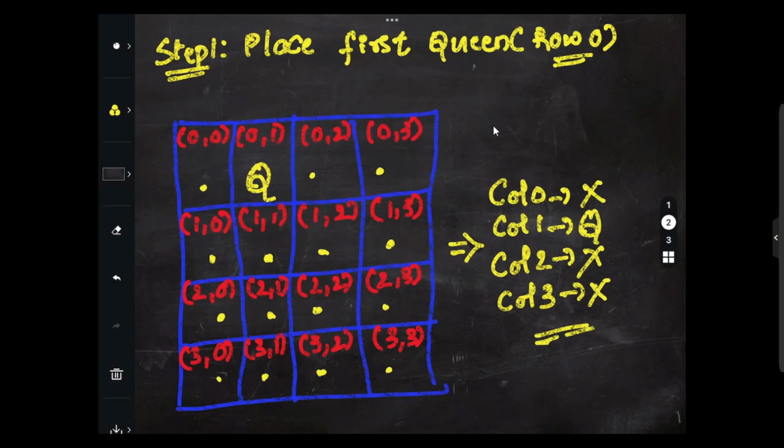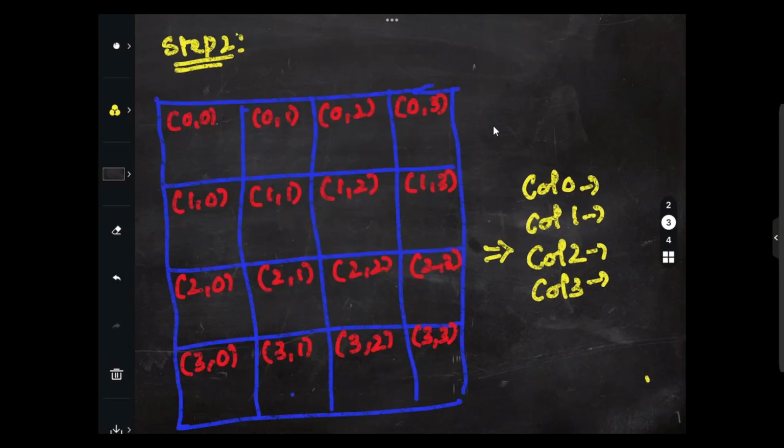So this is step 1. We have just placed the first queen, right? So let's move on with step 2. Now we have Q here. This one, right? Now what we have to do? We have to place the second queen.